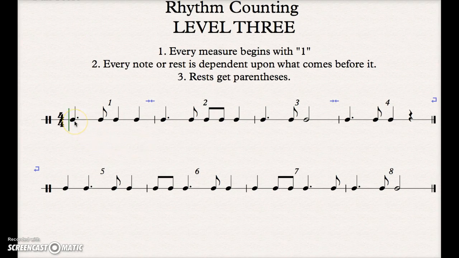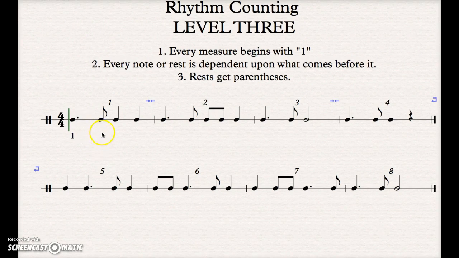So in this case, the quarter note is worth 1, of course. The dot behind it is worth 1/2 of a beat. So the dotted quarter altogether as a unit is worth 1 1/2 beats. Let's go back to our 3 rules of rhythmic counting up at the top. And we start with every measure begins with 1.